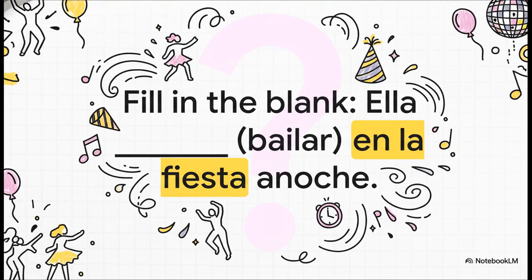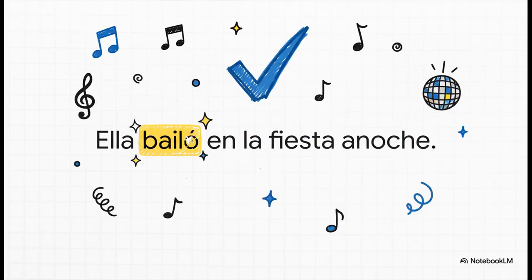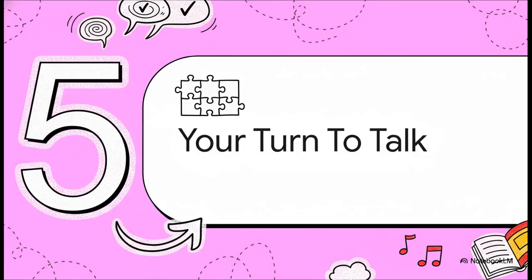Okay, let's try one more. This time, we're using the verb bailar, and the person doing it is ella, or she. How would you fill this one in? And the answer is bailó, with that all-important accent on the O. Remember? Ella bailó. Fantastic job. See? It's not so bad. See? You've already got the pattern down.